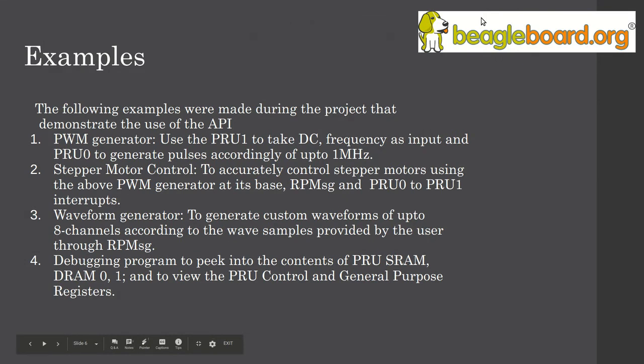Examples. The following examples were made during the project that demonstrate the use of the API. PWM generator generates custom PWM of given frequency and duty cycle up to 1 MHz. Stepper motor control to accurately control stepper motors using the above PWM generator at its base. Waveform generator to generate custom waveforms of up to 8 channels according to the wave samples provided by the user using RPMessage. And a debugging program was also made to peek into the contents of the PRU SRAM and DRAM and to view the PRU control and general purpose registers.